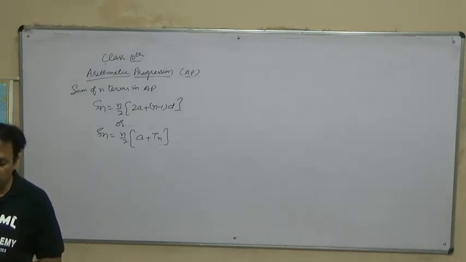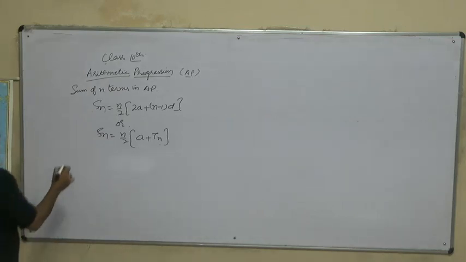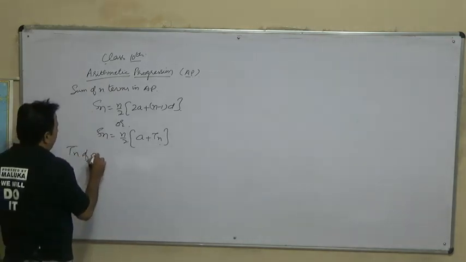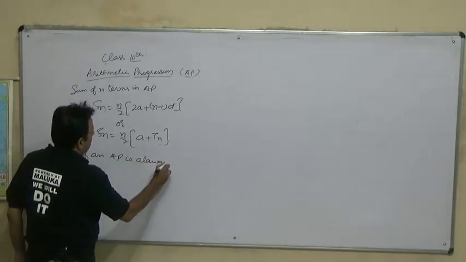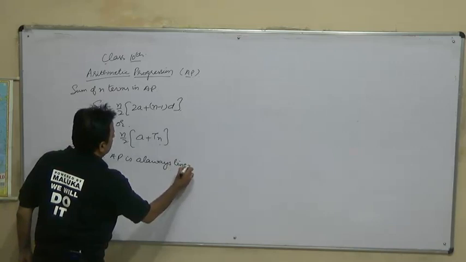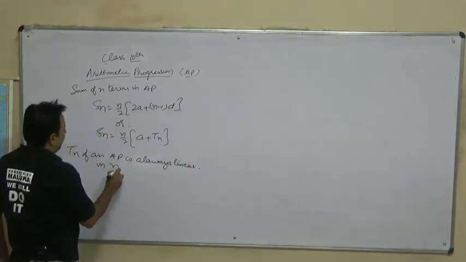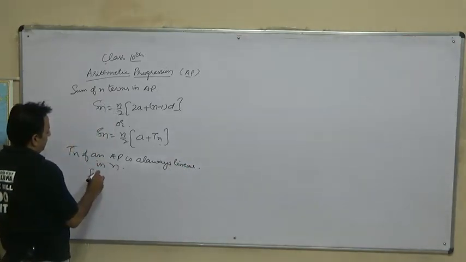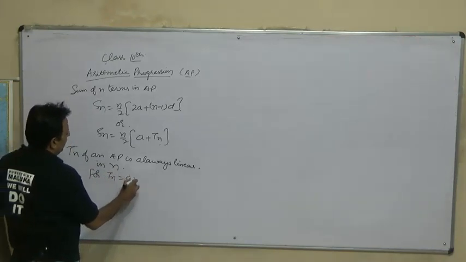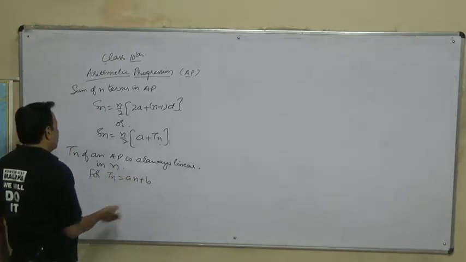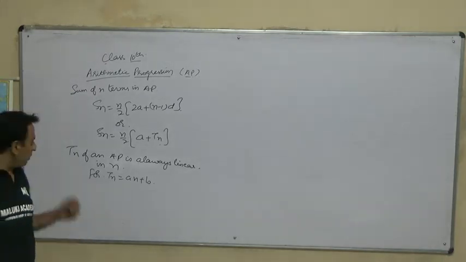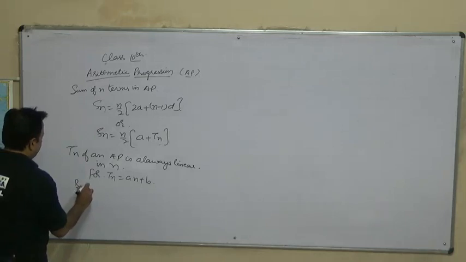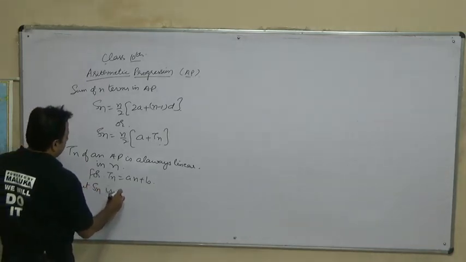Now if we talk of the nth term Tn of an AP, Tn of an AP is always linear in n. For example, Tn is equal to An plus B is an AP. It is linear in n. If it is quadratic, but Sn is quadratic in n.